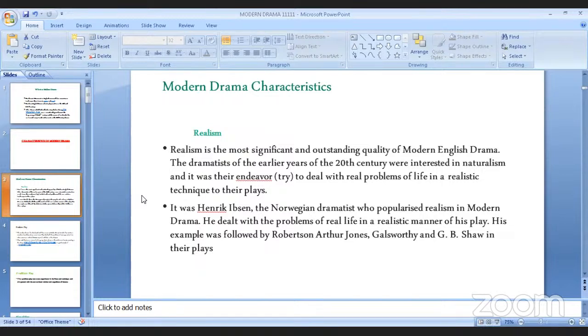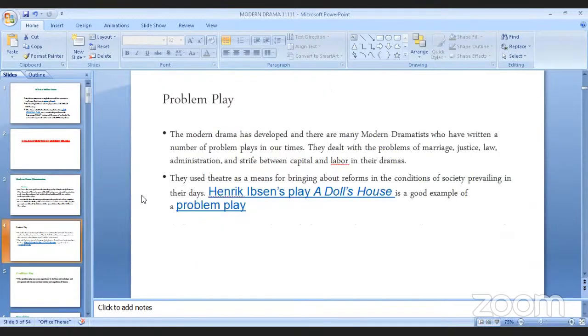Now, as I already told you, it was Henrik Ibsen who had popularized realism in modern drama. He dealt with the problems of real life in a realistic manner in his plays. His example was followed by Robert Arthur Jones, Galsworthy, and G.B. Shaw in their plays. Now, next, it is the problem play.